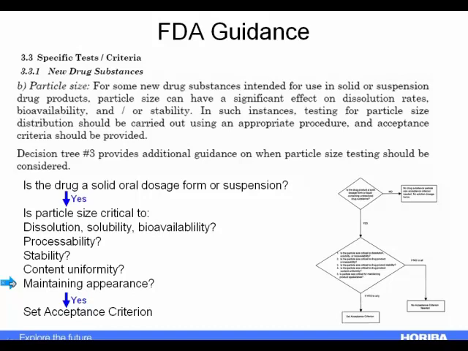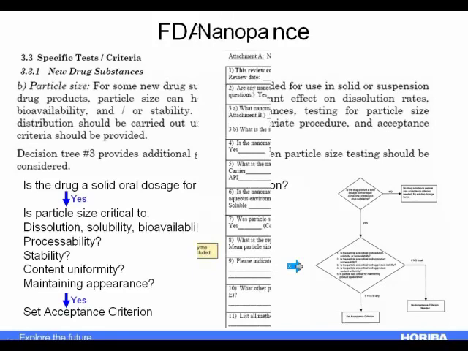And if particle size affects any of these properties of the product, then we do need to set a particle size specification. There isn't too much guidance in terms of what the specification should look like, but at least here we're being told, yes, these are the reasons why we need to set specifications, and at least some criteria for deciding whether it is important for a given material.